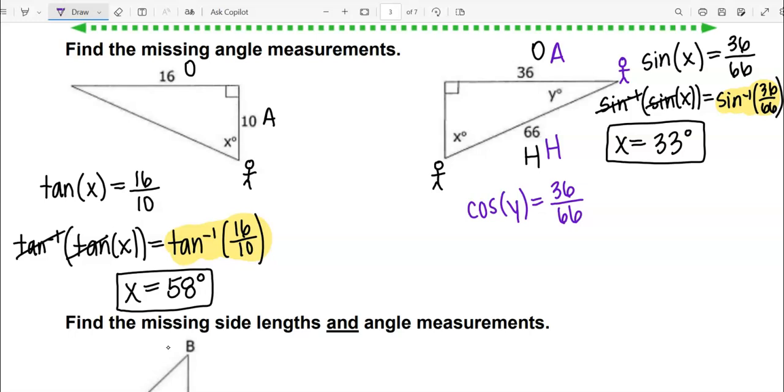I'll give you about a minute. Try to solve this one on your own. See if you can do it. Show your work. Good. That's acceptable.